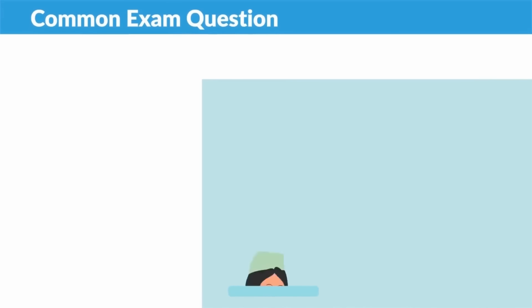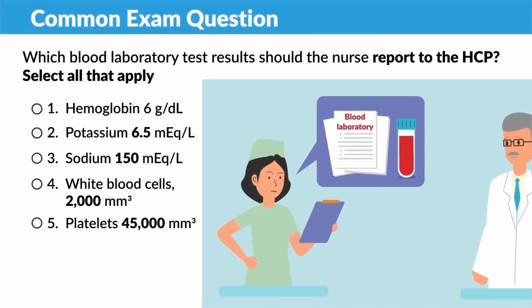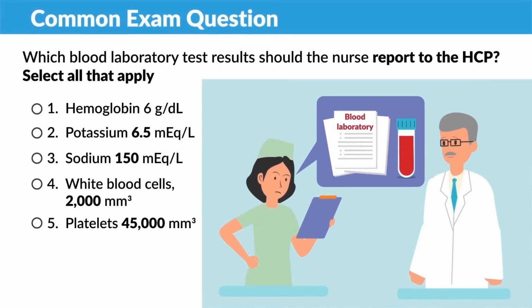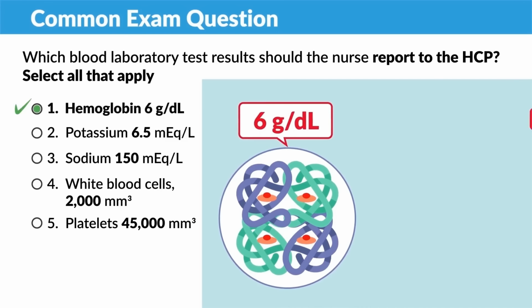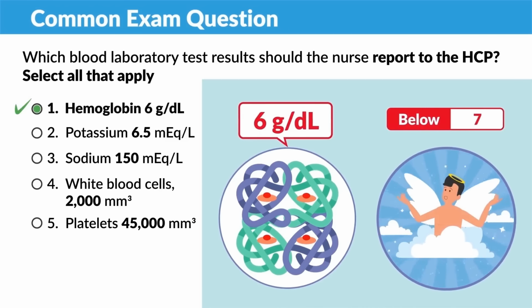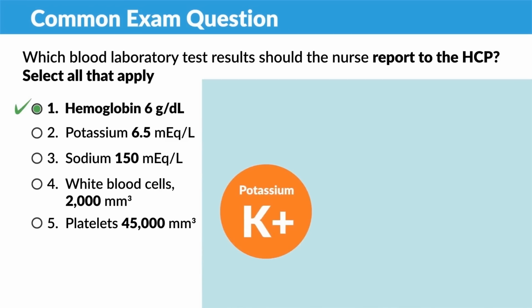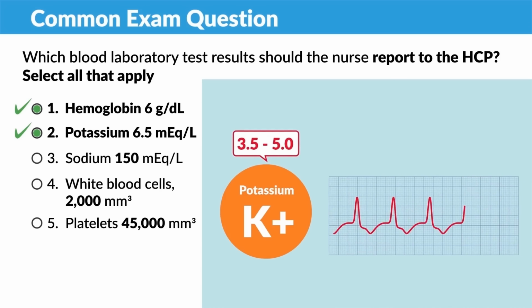So a common exam question: which blood laboratory test result should the nurse report to the HCP? Select all that apply. A hemoglobin of 6. Yes, less than 7 sends the patient to heaven. Must report here. How about a potassium of 6.5? Yes, that's way over 5.0. Remember, potassium pumps, so we'll get high pumps in the heart, leading to ECG dysrhythmias.